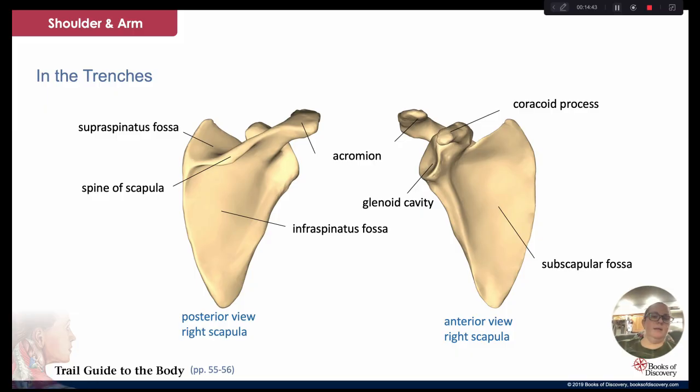All right, the other trenches. So we have the subscapular fossa, and then we have these other two fossas. This is the supraspinatus fossa at the upper part, right above the spine of the scapula. And then below the spine of the scapula is going to be your infraspinatus fossa. So this is the posterior view, and this is that anterior view that I was talking about. If I were to strip all the muscles, the chest muscles, and the ribs away, you'd be looking straight up at that.